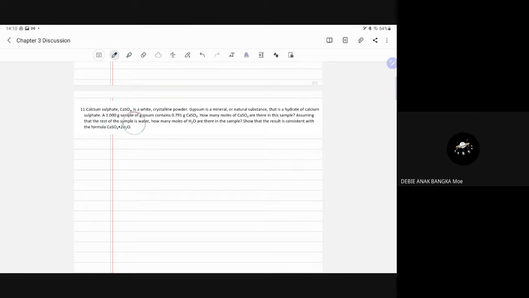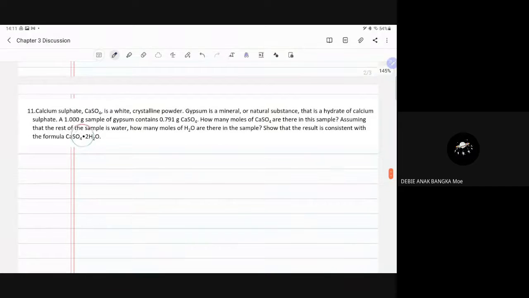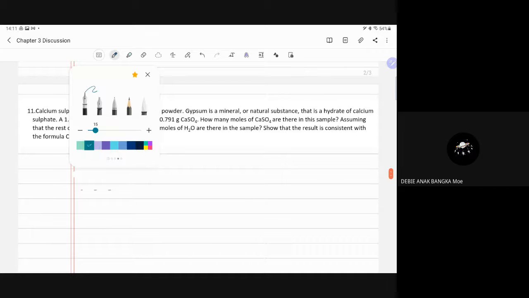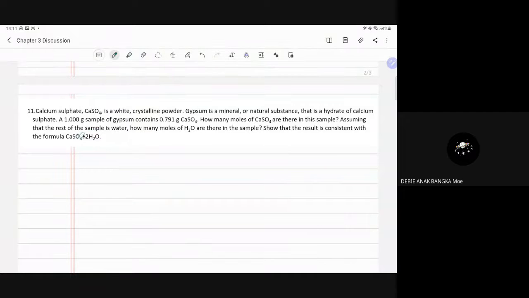Assuming that the rest of the sample is water, how many moles of H2O are there in the sample? Show that the result is consistent with the formula CaSO4.2H2O. Before kita continue, okay, this I assume kamu tahu daripada sekolah menengah. But in case kamu tak tahu, because this has actually been covered waktu kat sekolah menengah dahulu. Topik apa yang cation and ion semua tu. Anyway, kalau kamu ada compound salt macam ni, so this standard topic salt.